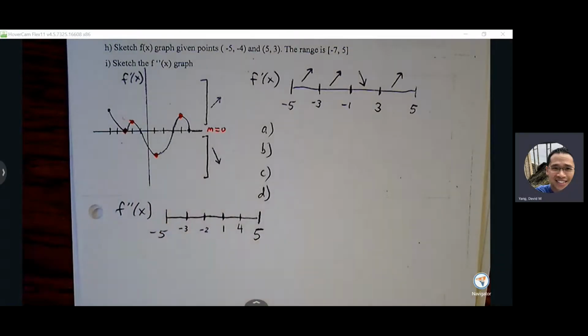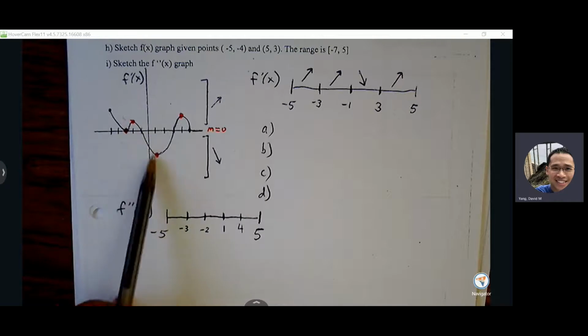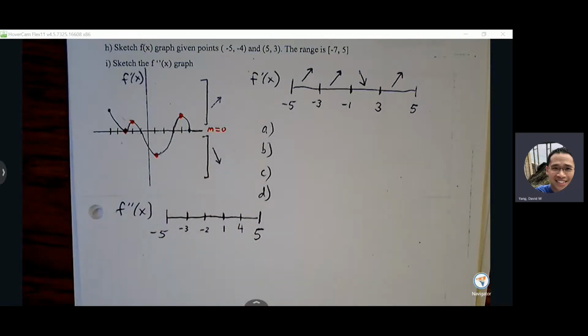Okay, are we good there? All right, so we want to put our points of inflection on the second derivative sign line. This is not what points of inflection look like on the original graph, but this is what points of inflection of the original graph look like if we're looking at the f prime graph.